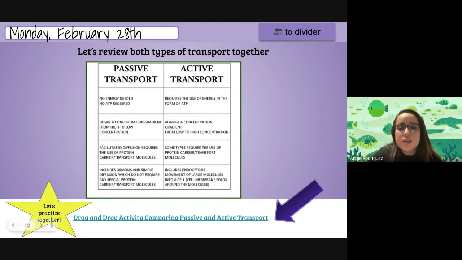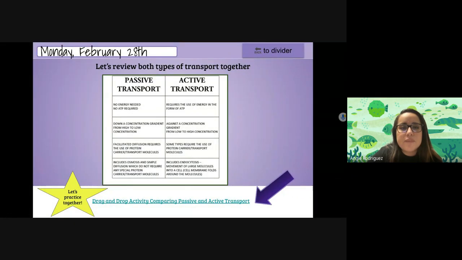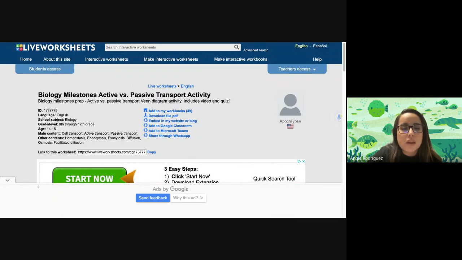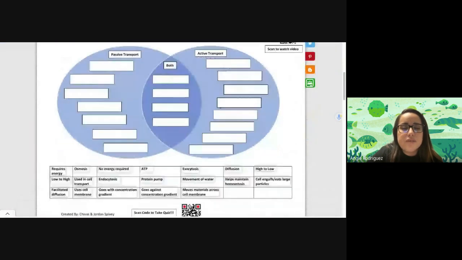So your teacher should have these notes, guys. So if you click on this drag and drop activity, it'll take you to this page. Let me close this really quick. When you scroll down, here's a little Venn diagram reviewing passive and active transport and what they both have in common. So for example, ATP, right? We said that ATP is energy and it's only going to be used for active transport. So I would put here under active transport.